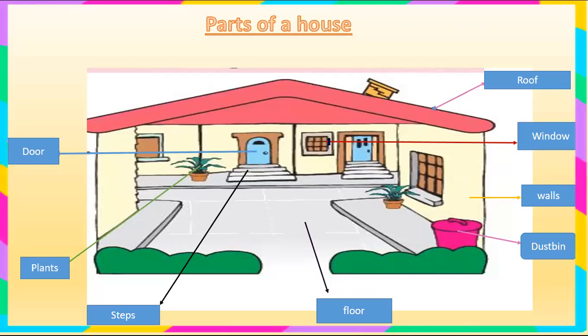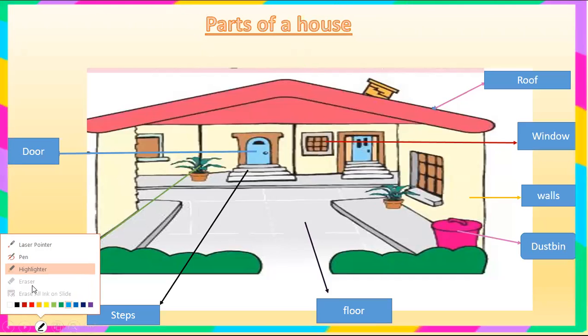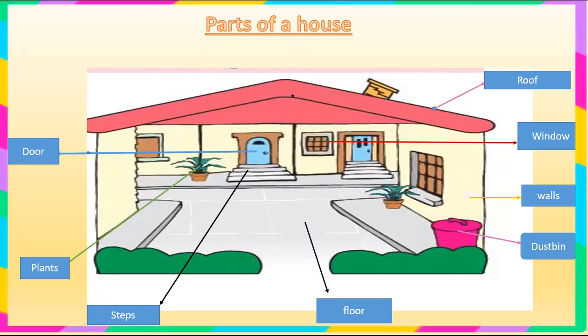Now, in this picture, you can see a house. Now, let's learn the parts of the house. Okay, children. Yes. What is this? This is a roof. R-O-O-F, roof. This, you can see a window. W-I-N-D-O-W, window. These are walls. W-A-L-L-S, walls.